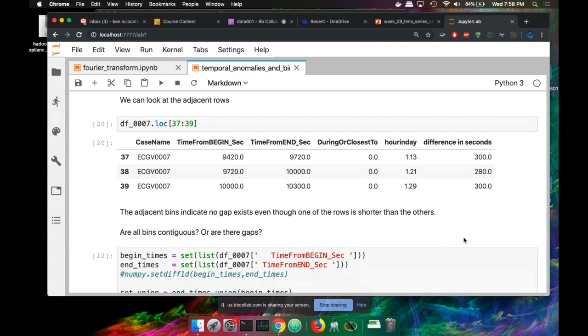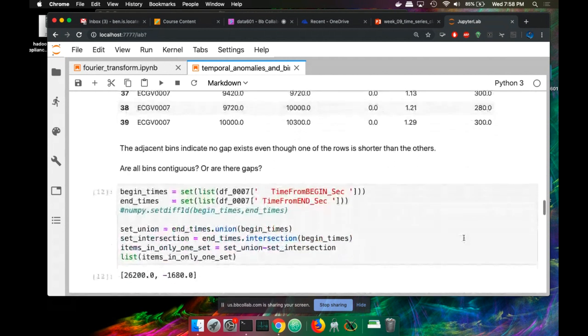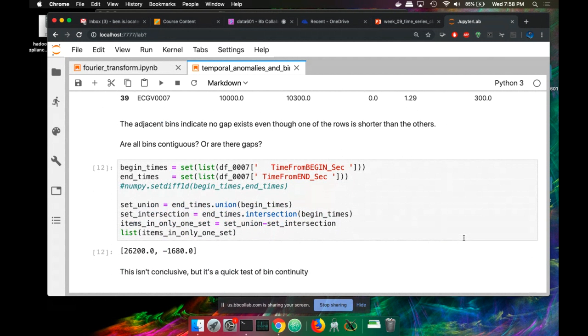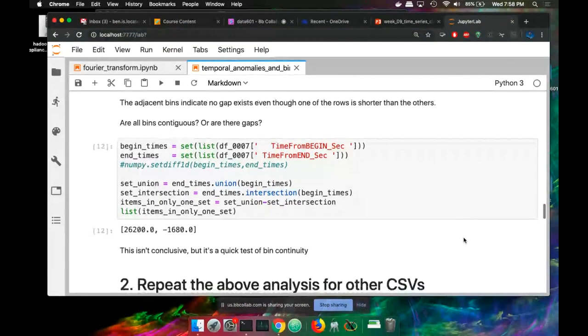And so I needed to figure out whether there are any gaps between any of the other bins, because all we've measured so far is that all the bins are 5 minutes. So we also needed to figure out whether there are any gaps between the adjacent bins. That was a set union issue. I won't try to explain this, it's a little bit tricky, but basically you could set everything and then see if there are any intersections, and so you can find gaps. It's not conclusive, but it was sufficient.